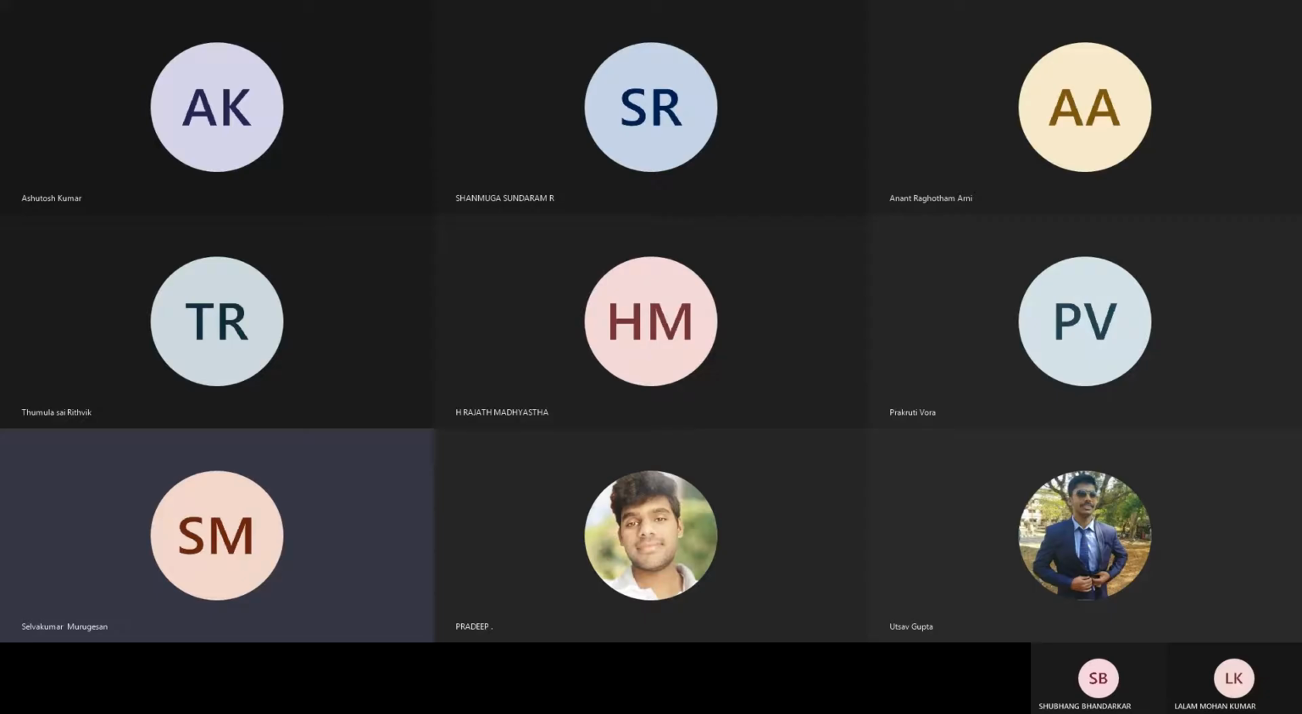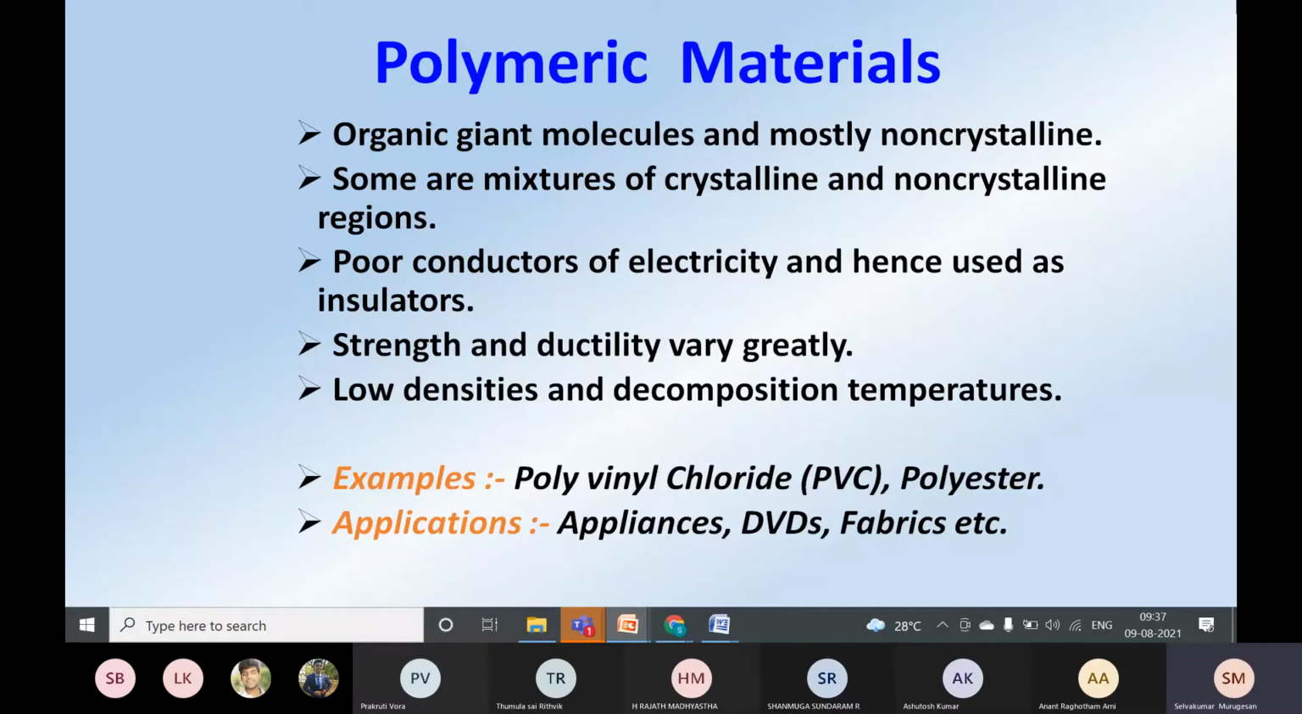It's a mixture of crystalline and non-crystalline regions. That means semi-crystalline polymers. And if we see where we are using polymers, it is mostly for insulator purposes, since they have very poor electrical conductivity characteristics.